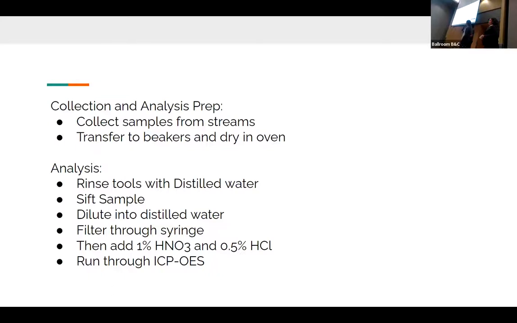And then we analyzed them in Central's inductively coupled plasma optical emission spectrometry, or ICP OES. Our procedure for this is as follows. We rinsed the tools that we were using with distilled water, again, to keep any contamination from occurring. Then we sifted the samples to remove any large pieces that were left. We diluted them slash dissolved them in distilled water, and then filtered them using a syringe. We added some acid to them to help them dissolve further before they were analyzed. And then we ran them through the ICP OES.